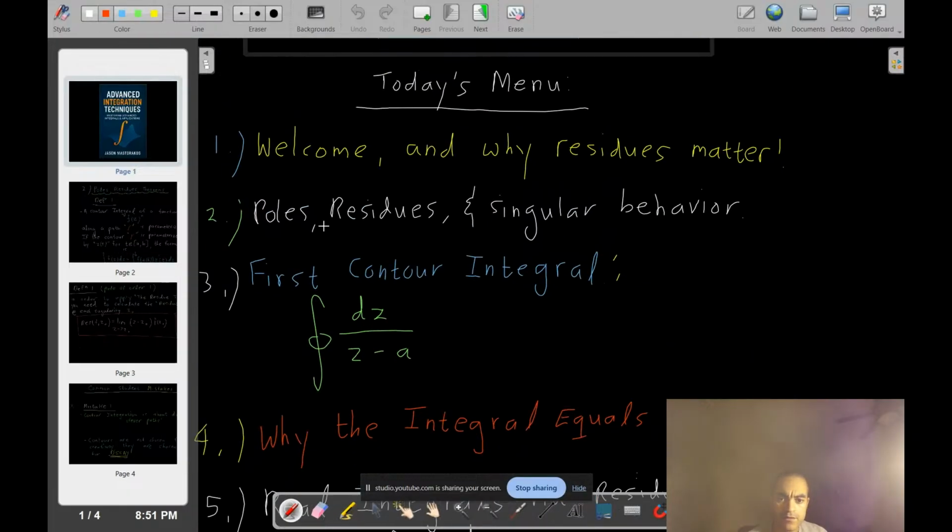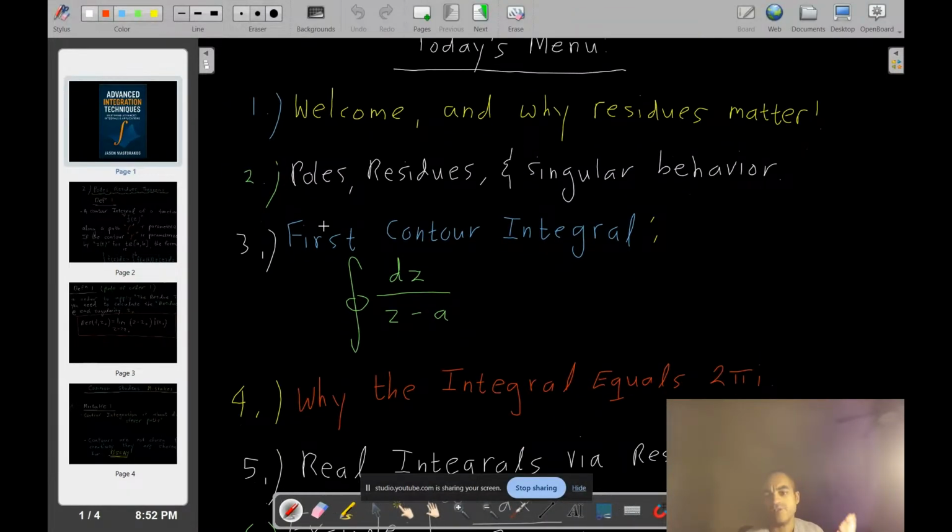So number one on today's menu, we're going to talk about why residues matter. Number two, we're going to look at something called poles, residues, and singular types of behavior, and what they mean exactly.